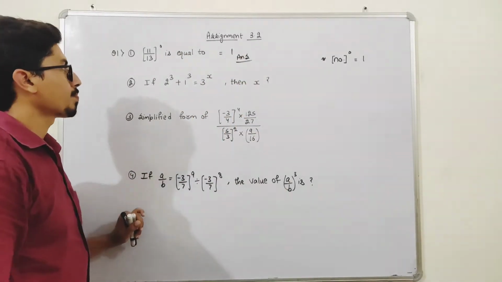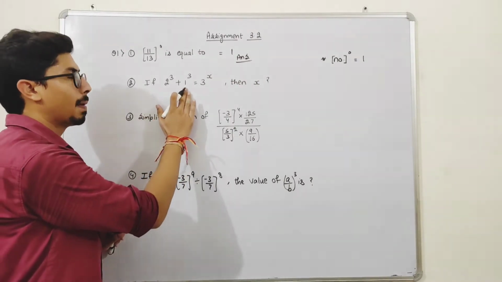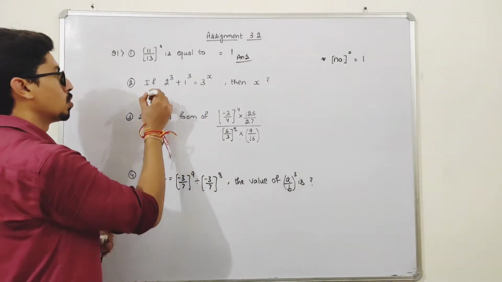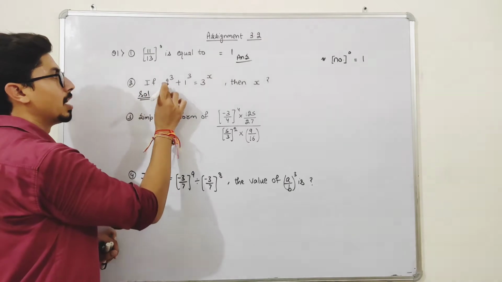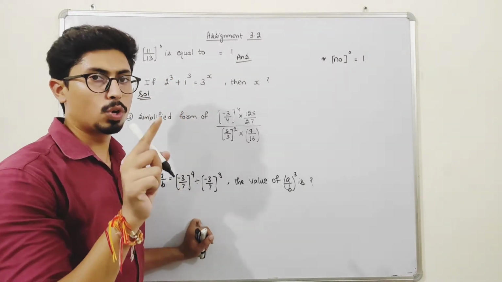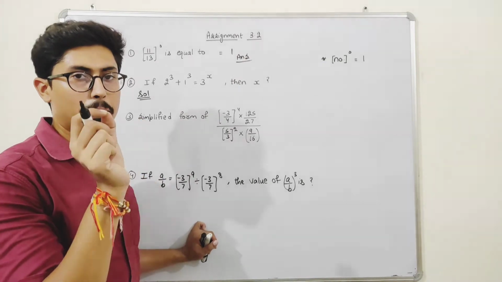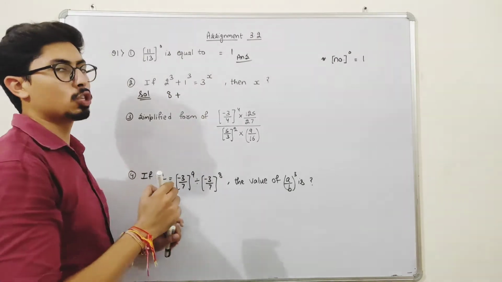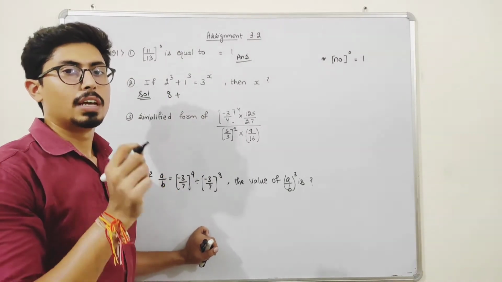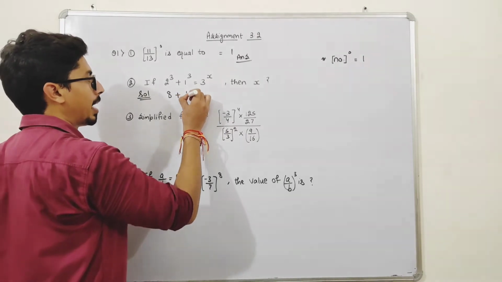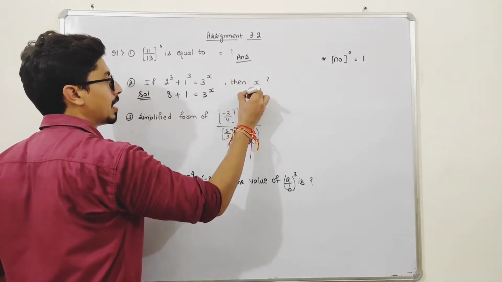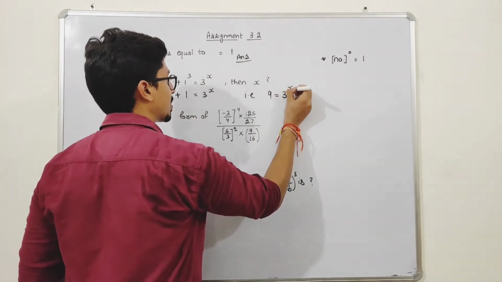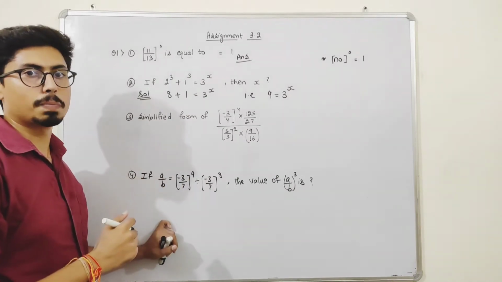Now, see, if 2 raised to power 3 plus 1 raised to power 3 is equal to 3 raised to power x, we have to find x. So, students, 2 raised to power 3 means 2 into 2 into 2, that will be 8. Plus 1 raised to power 3 means 1 into 1 into 1, which will be 1. And 3 raised to power x as it is. That is 8 plus 1 is 9. So 9 is equal to 3 raised to the power x.